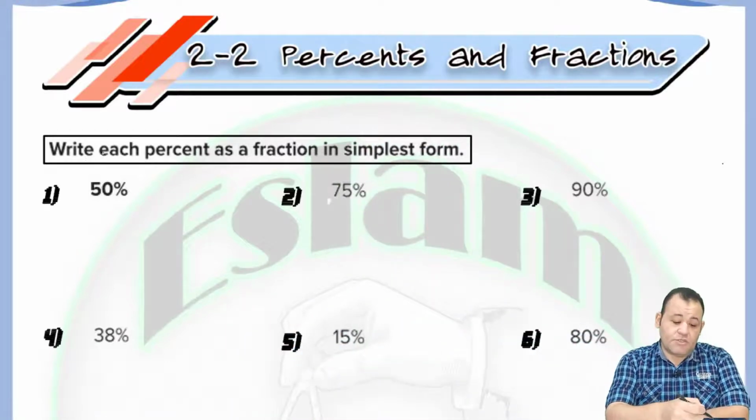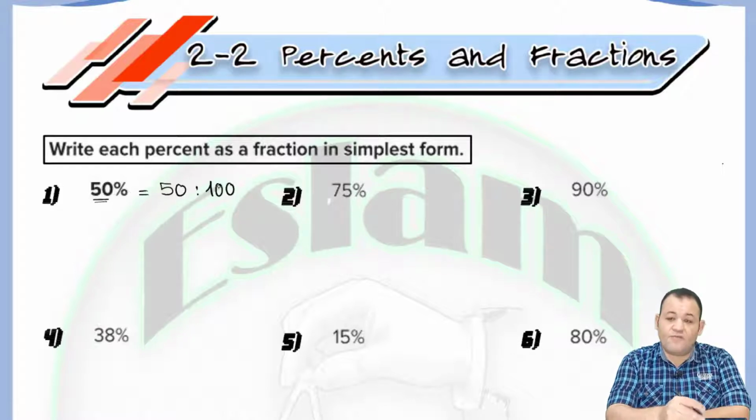For the first question, we need to write each percent as a fraction. Because we have a fraction, you need to write it in the simplest form. 50%. What is the meaning of 50%? 50% means we have a ratio between a number to 100. This number is 50, and the second number will be equal to 100. So it will be 50 to 100. We said one of the forms of writing a ratio is as a fraction. So we can write it as 50 over 100.